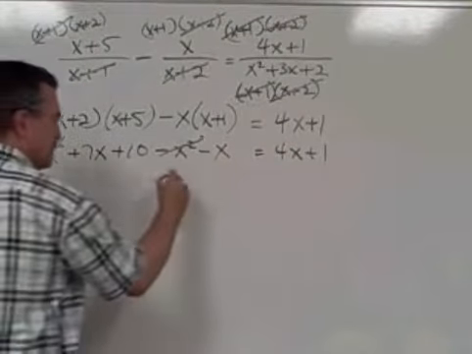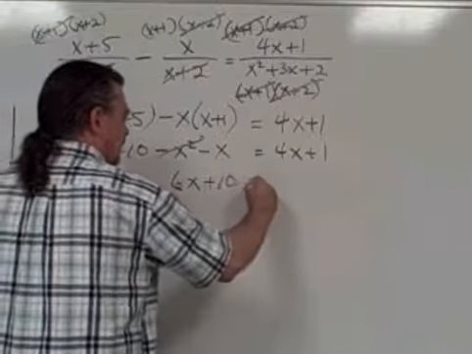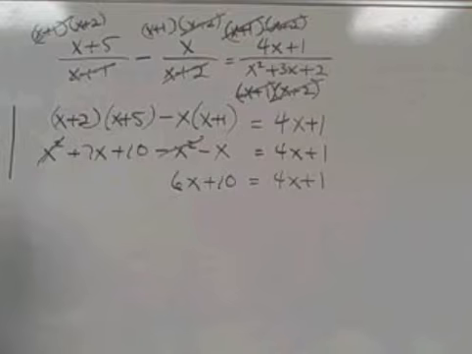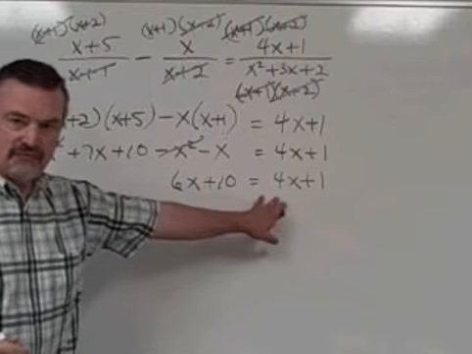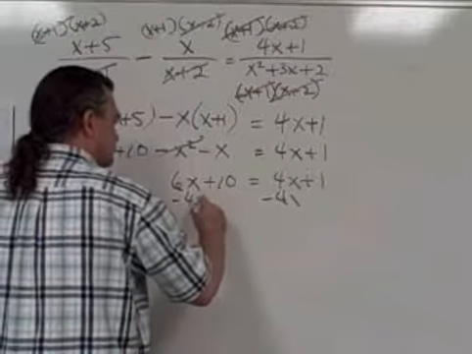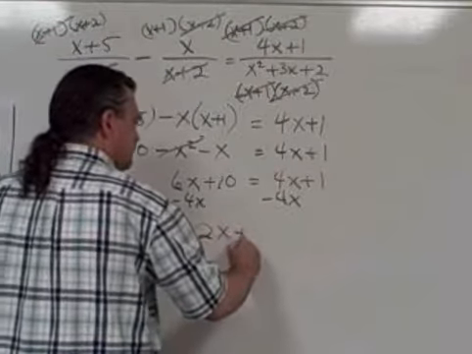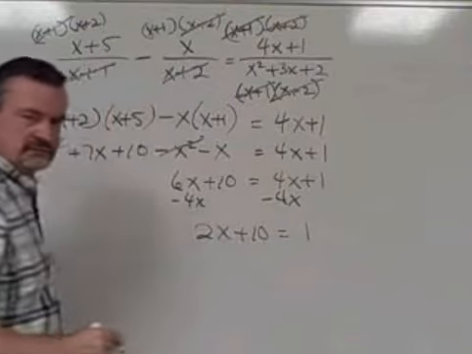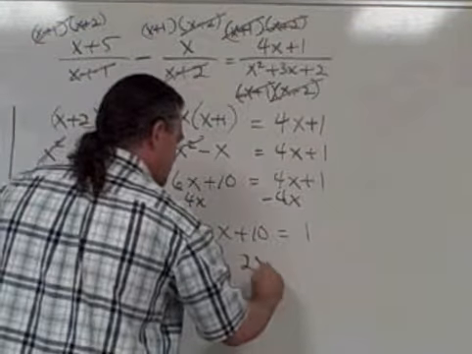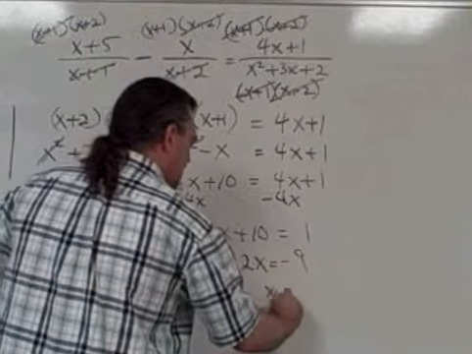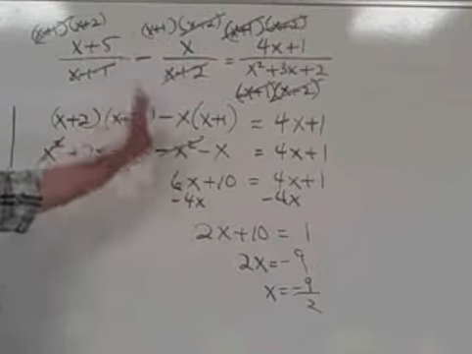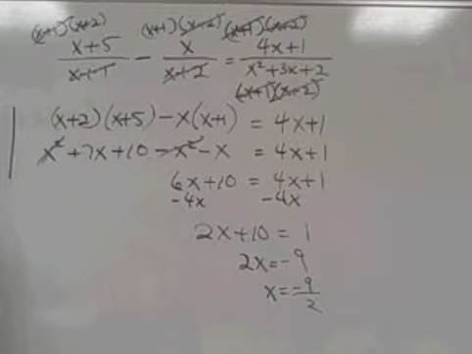7x minus x, that's 6x. When I combine the like terms that are on that side of the equation, subtracting 4x from both sides, 2x plus 10 equals 1. Subtracting 10 from both sides, I get 2x equals negative 9, x equals negative 9 halves. The solution to this equation is x equals negative 9 halves.